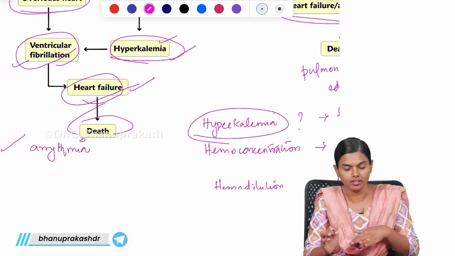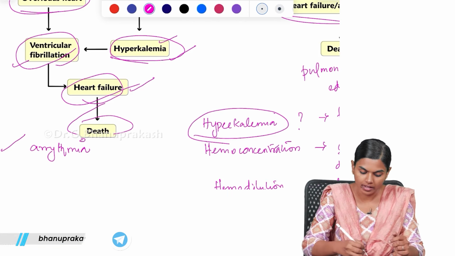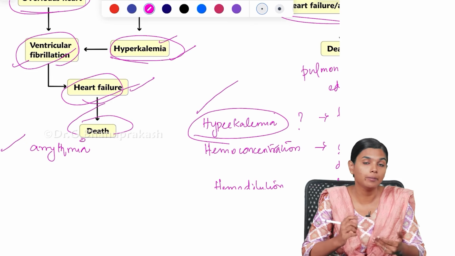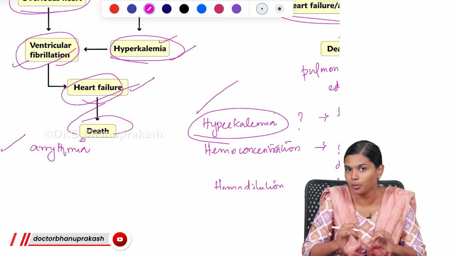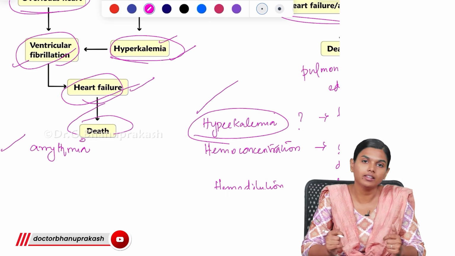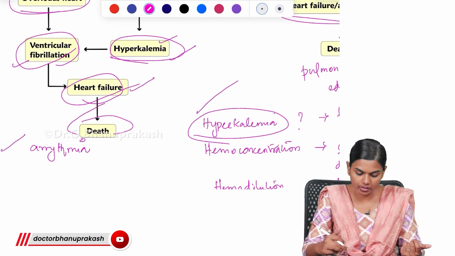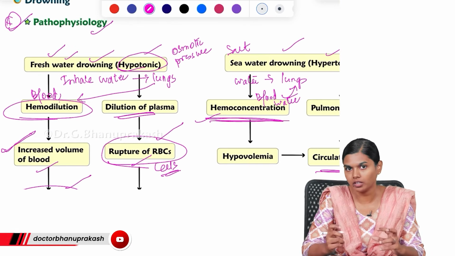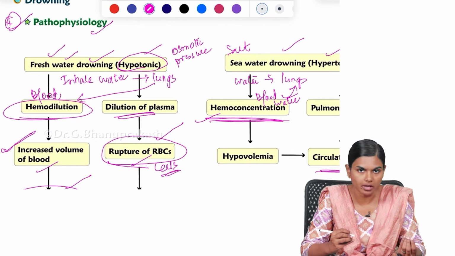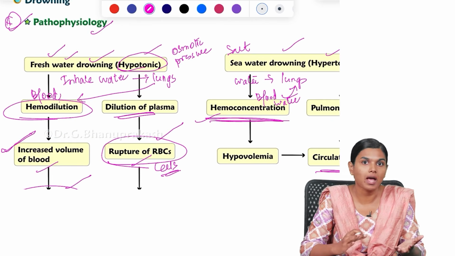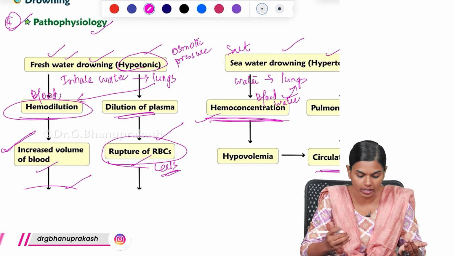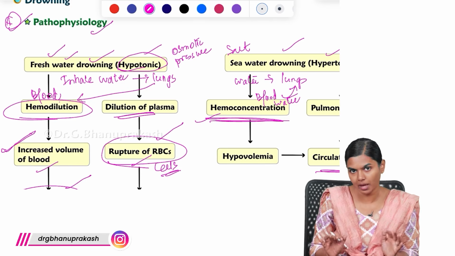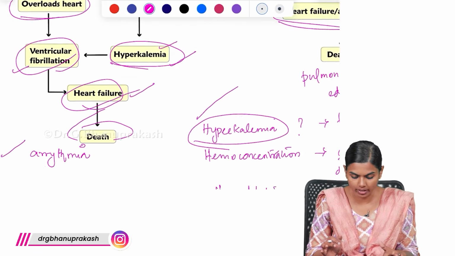So, this is the main thing they will ask you. They will ask you like hyperkalemia, where it will be seen, hemoconcentration, where it will be seen, hypernatremia, where it will be seen, hyponatremia, where it will be seen. Like that they will ask you questions and you can answer accordingly. And this pathophysiology is very important. They will ask you what is the pathophysiology behind seawater drowning, what is the pathophysiology behind freshwater drowning. Like that they will be asking you what exactly happens. So, you can write this pathophysiology for the short answers.